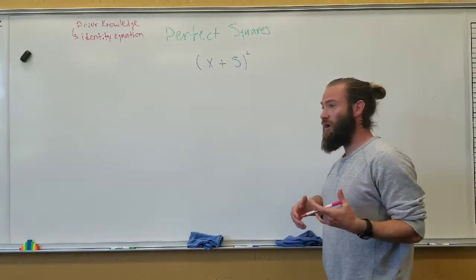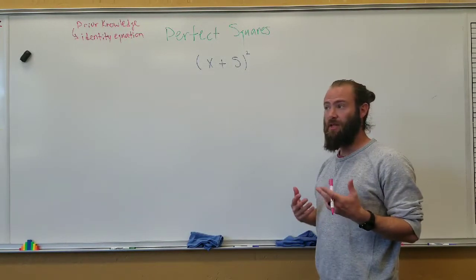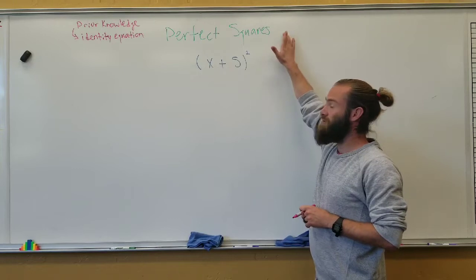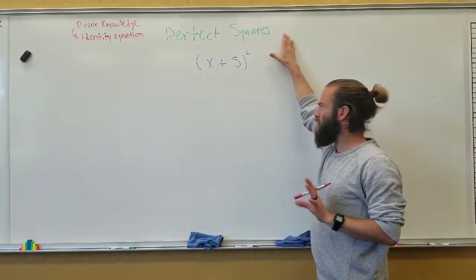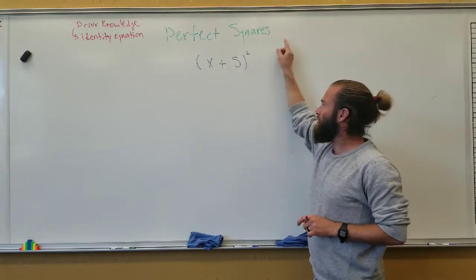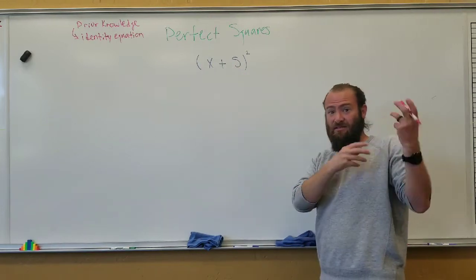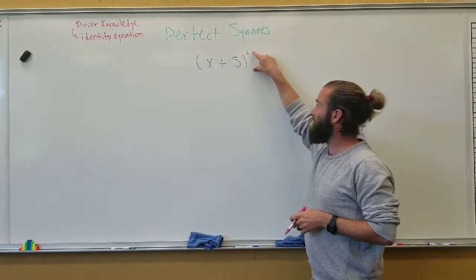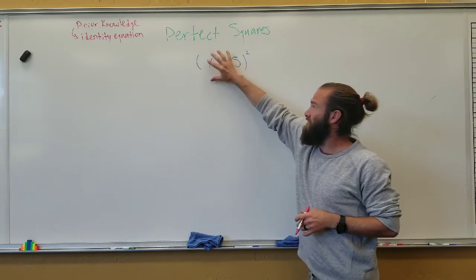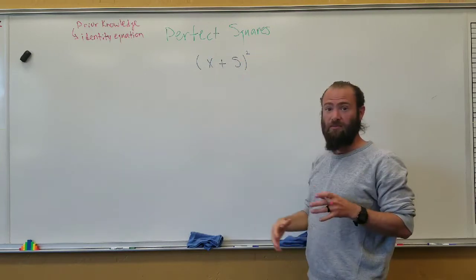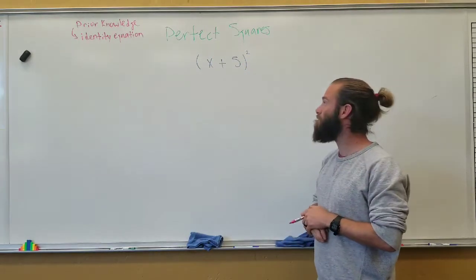To add on to our lesson on multiplying algebraic expressions, we're going to talk about perfect squares right now. And this won't be too long. Remember, a perfect square just means anything that is being squared, right? So in this case, this is x plus 5 all squared. Sometimes we say quantity squared, right?